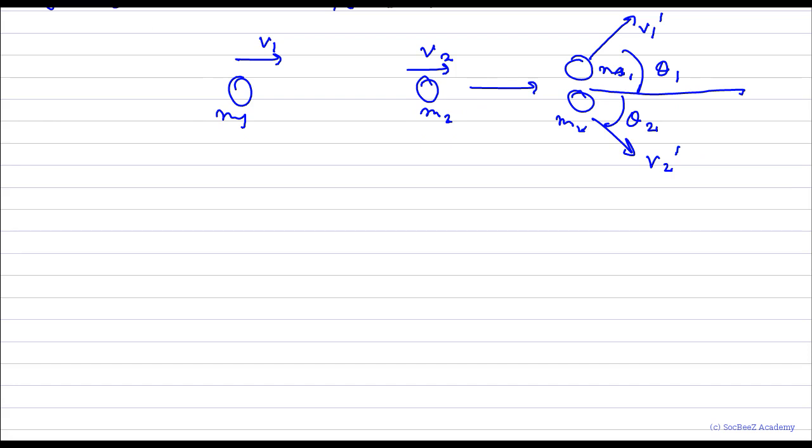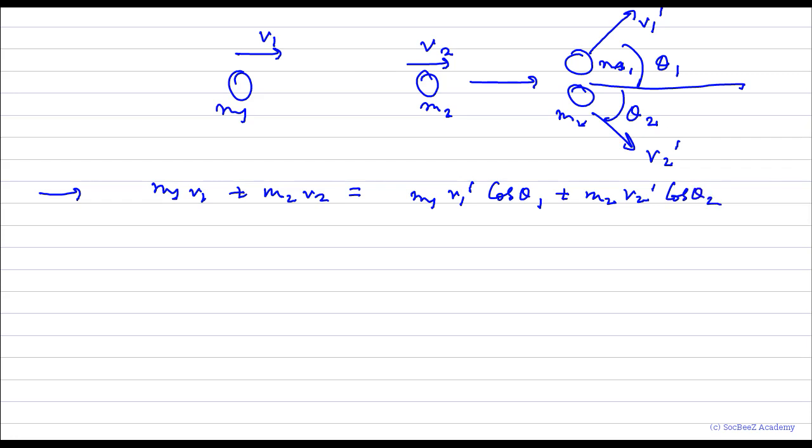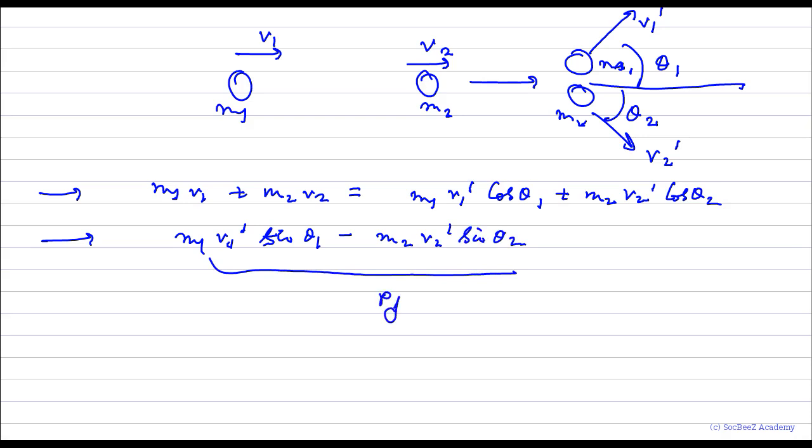So if I write down the momentum equation along the x-axis, I'll write down m1 v1 plus m2 v2 equals m1 v1 dash cos of theta 1 plus m2 v2 dash cos of theta 2. This is the momentum equation along the x-axis. Along the y-axis, I'll write down m1 v1 dash sine of theta 1 minus m2 v2 dash sine of theta 2. This is basically the final momentum along the y axis. This must be equal to 0 since the initial momentum of the system along the y axis was equal to 0.